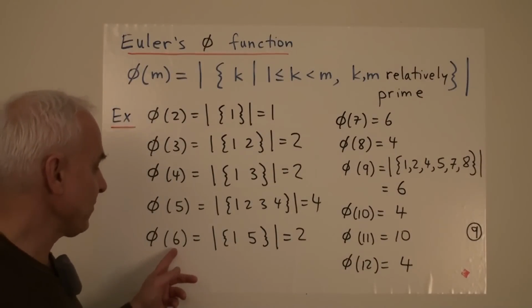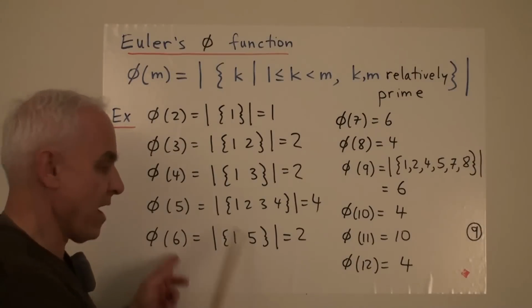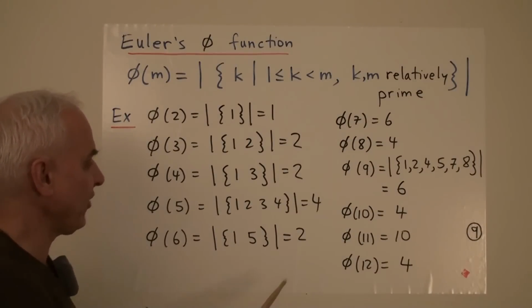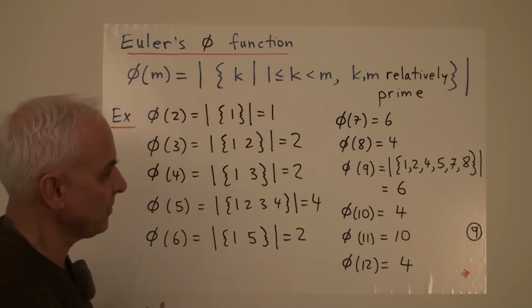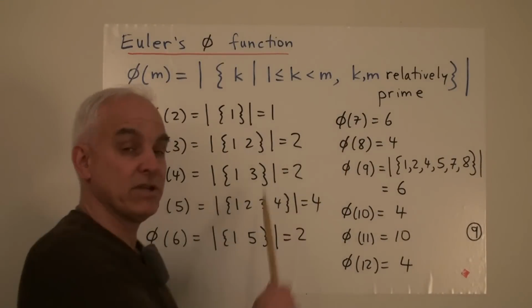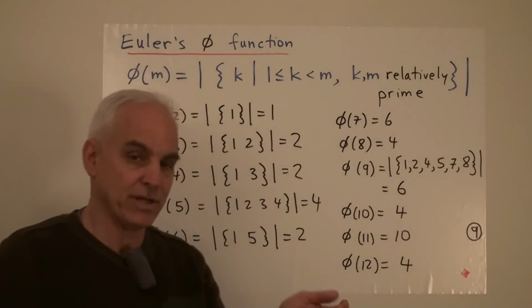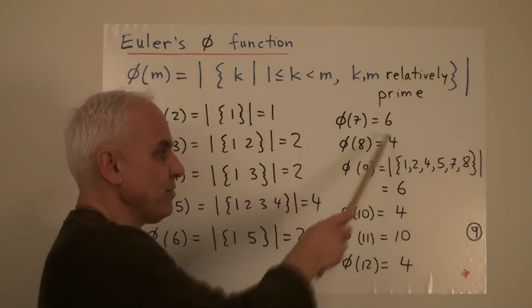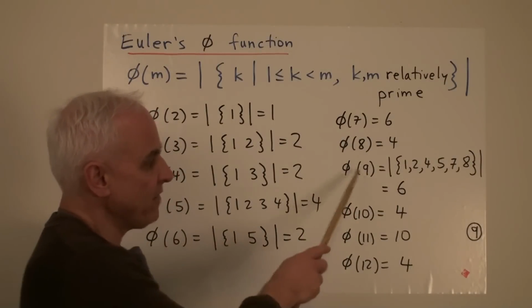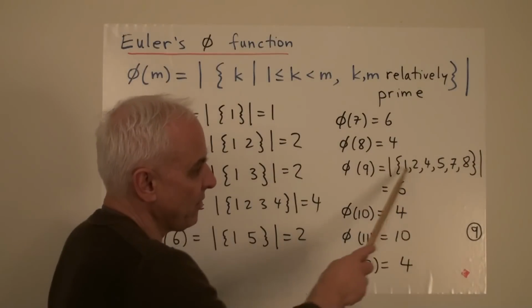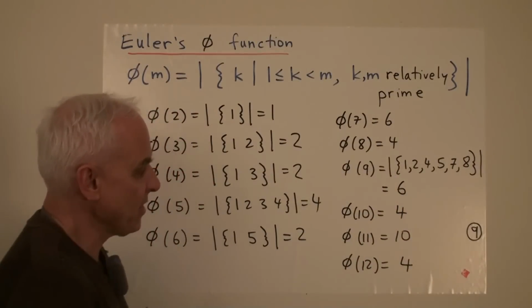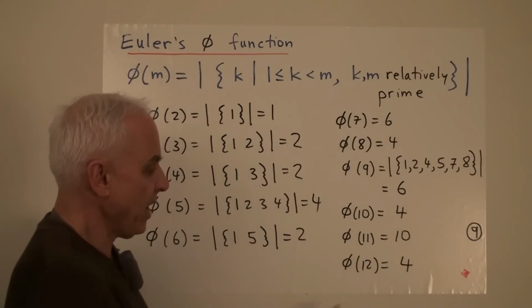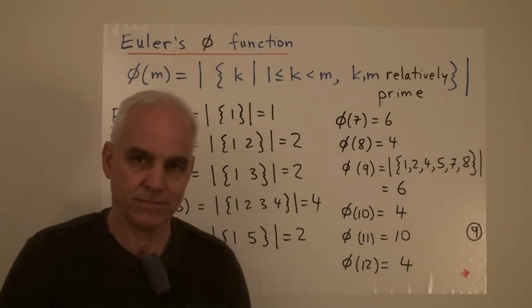Phi of 6, well, there's only 1 and 5. The other numbers have common factors. So phi of 6 drops down to 2. Phi of 7, well, 7 is a prime, so every number is relatively prime, and that's 6. Phi of 8, you can check, is 4. Phi of 9 is the number in this set; here are the relatively prime things. That's 6. Phi of 10 is 4. Phi of 11 is 10 because that's a prime. And phi of 12 is 4.